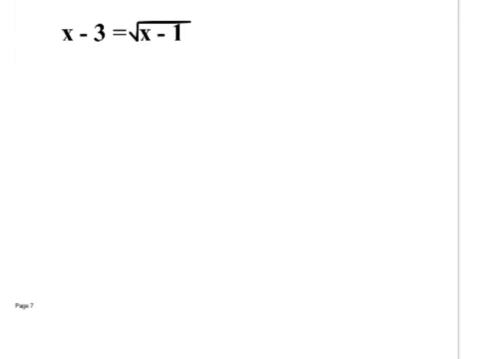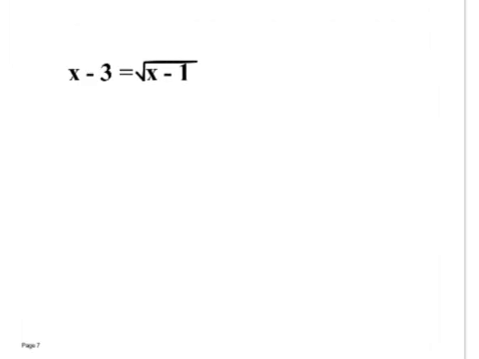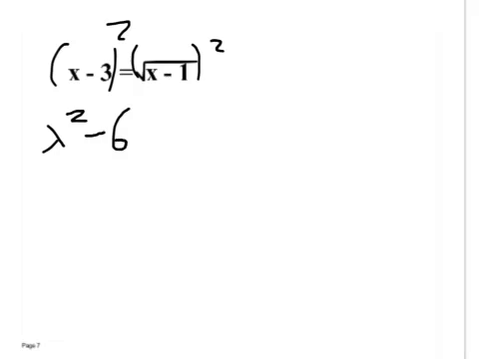Alright, let's work this one. X minus 3 equals the square root of x minus 1. We square both sides. X minus 3 squared, that's a different square, so we take the first thing squared, minus 2 times 3, which is 6, times the first thing, which is x. Then the second thing squared, 3 times 3, would be 9. And the square root of x minus 1 squared is x minus 1.